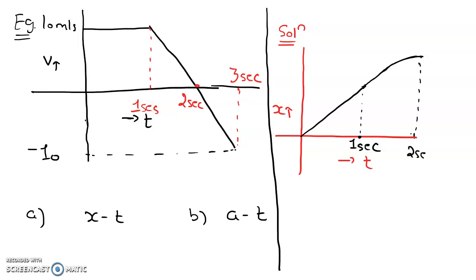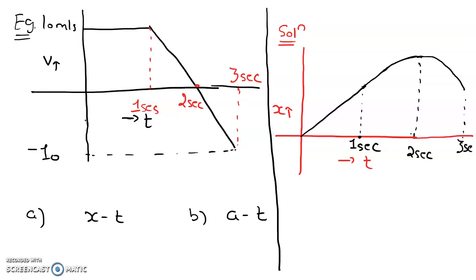After 2 second it is again decreasing, so it is again a parabola, and it would go like this. So this would be for the 3 second. Can you see that? So this is the displacement versus time.